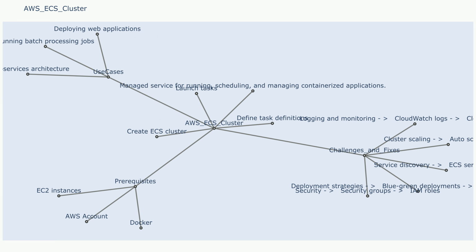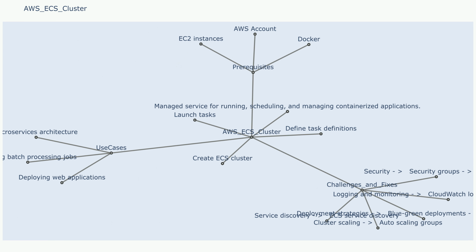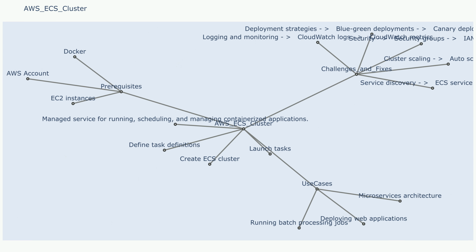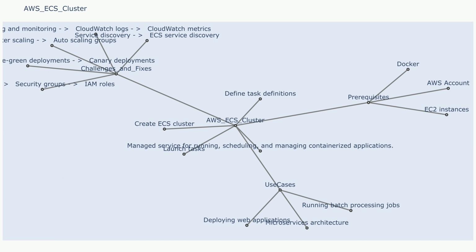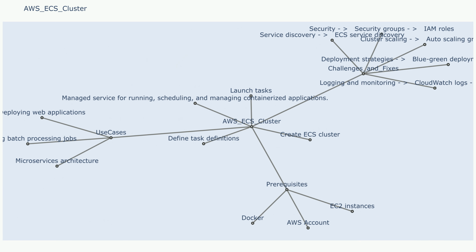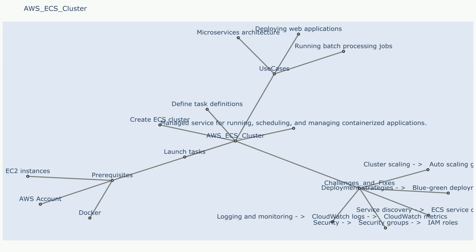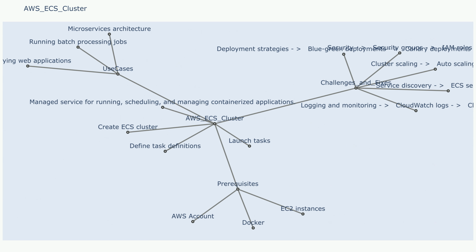Use cases: deploying and managing web applications, microservices, and other containerized applications. Running batch processing jobs, such as data analysis or image processing. Implementing microservices architecture by running different services in separate containers. Building and deploying serverless applications using AWS Fargate. Deploying and managing containerized workloads in hybrid environments using AWS Outposts.